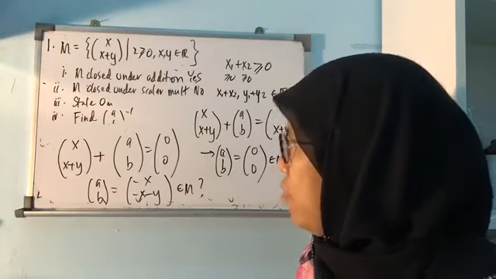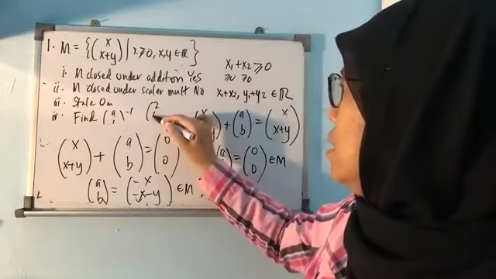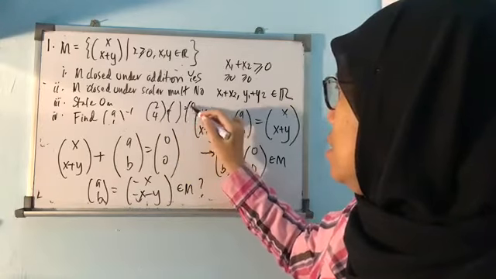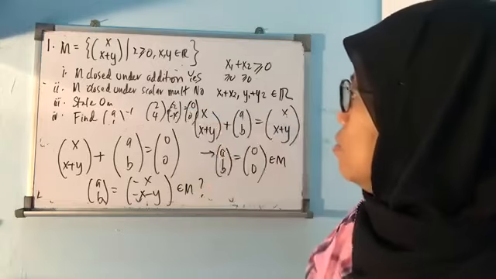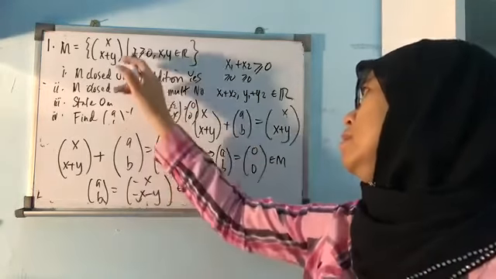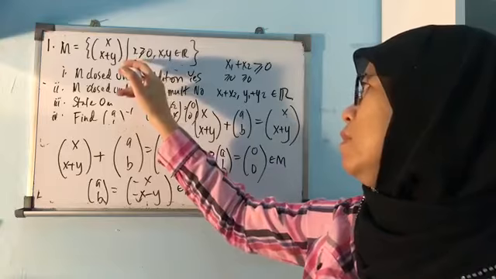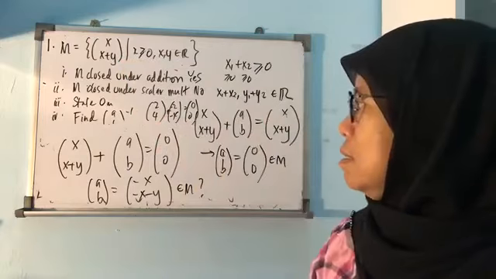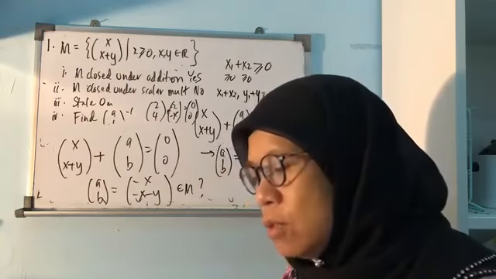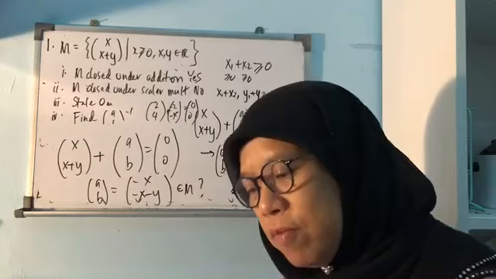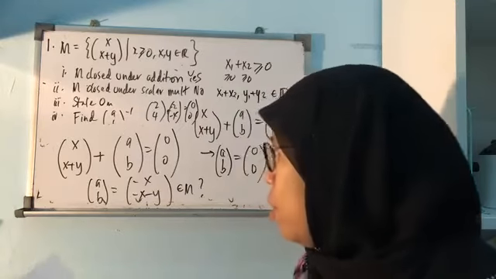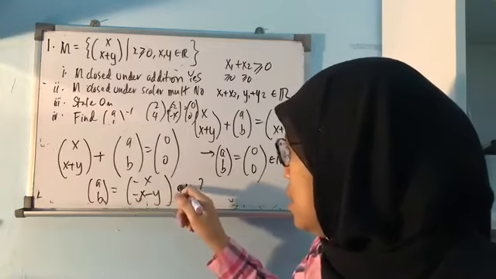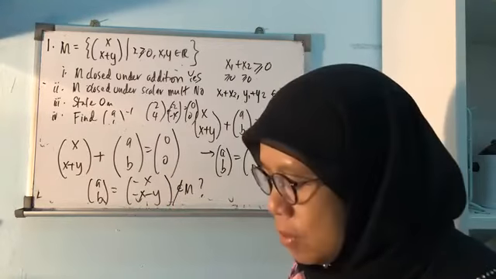Okay. For example, you have (2, 4), right? (2, 4), you add what until you get (0, 0), you need (negative 2, negative 4). But it's not in M. Whatever in M, x has to be non-negative. But this is negative. So the answer for the last one is there is no inverse. Because for this to be equal to (0, 0), you have to get this, but this is not in M. Okay?